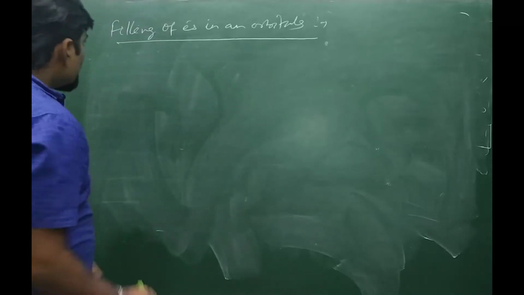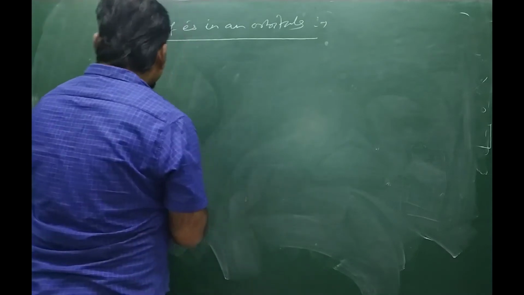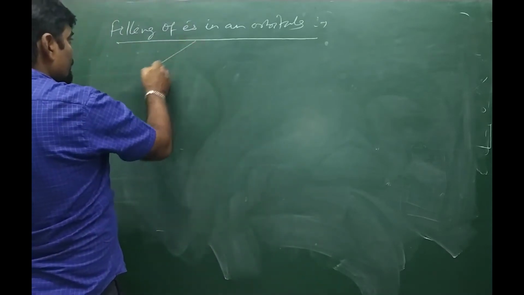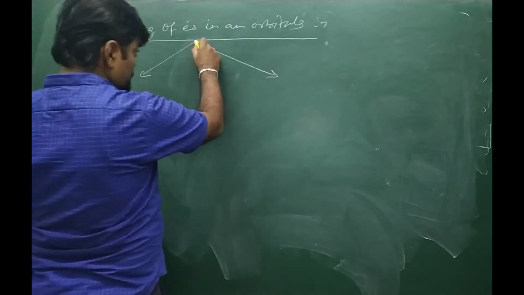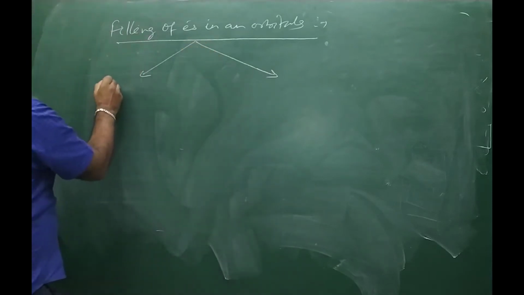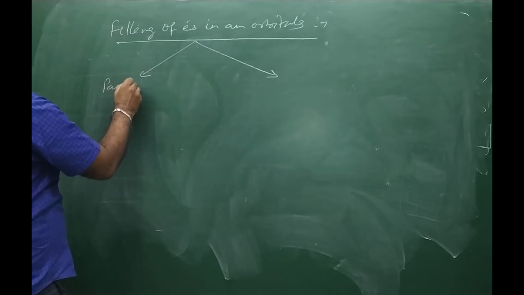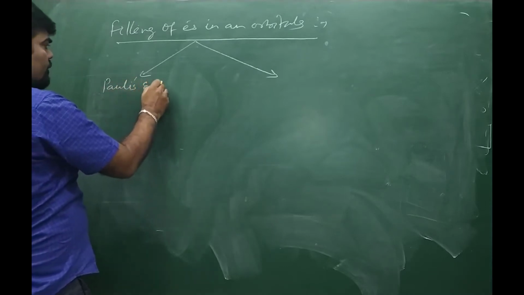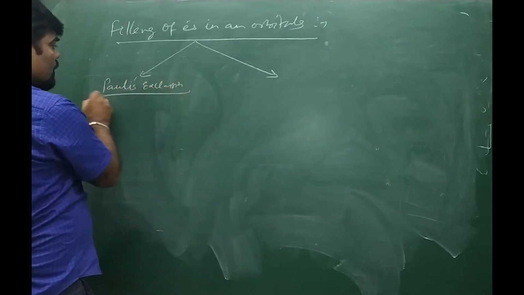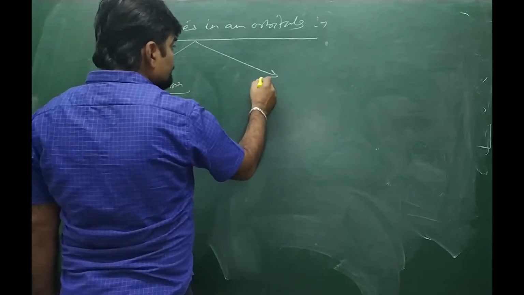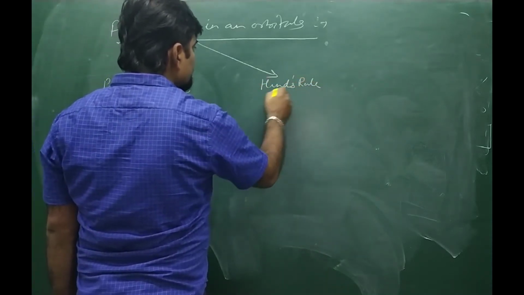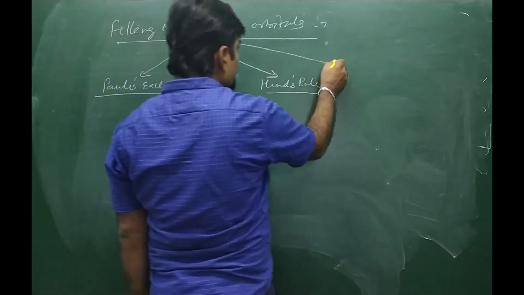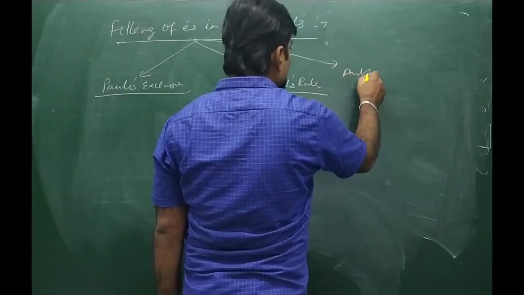Right? So we'll go for filling of electrons in orbitals. This filling of electrons is done by basically two rules. One is Pauli's exclusion principle. The other is Hund's rule. And then after that we'll do the Aufbau principle.